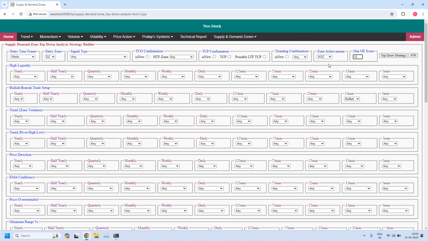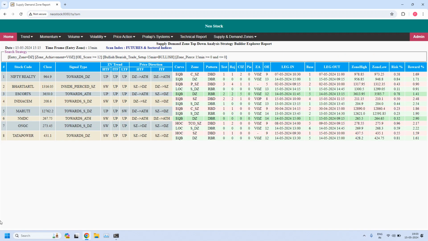If any of the stocks are not satisfied with these filter values, that stock won't be listed, even though it supports bullish trade setup. So I am filtering the stocks. Now total 8 stocks are filtered. Currently these 8 stocks are supporting bullish trade setup for daily income trade.